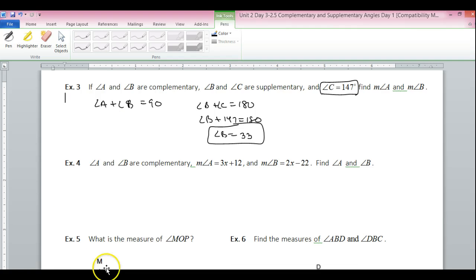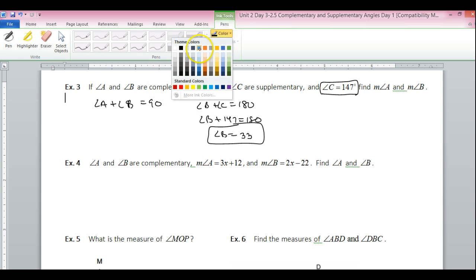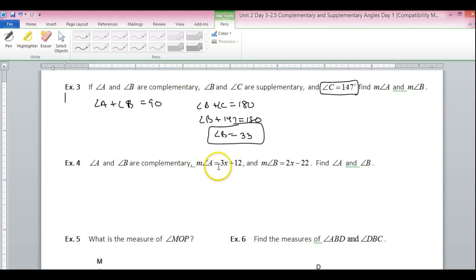So let's look ahead at the next example here. It says again A and B are complementary. Angle A is 3x plus 12, angle B is 2x minus 22. Let's figure this out. In order to find A and B, the first thing you have to do is find x. If these angles are complementary, we know angle A plus angle B have to add up to 90 degrees. If we substitute the values of these angles into the expression, we get 3x plus 12 plus angle B, 2x minus 22, equals 90.